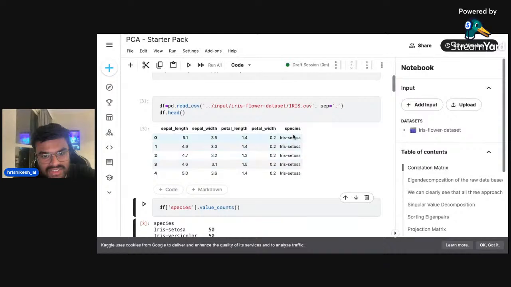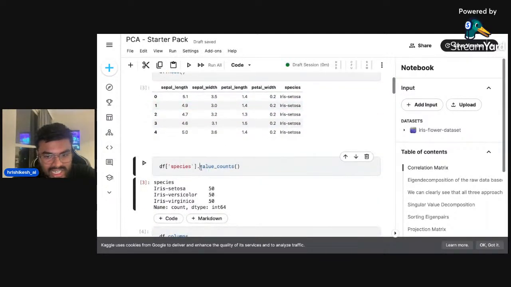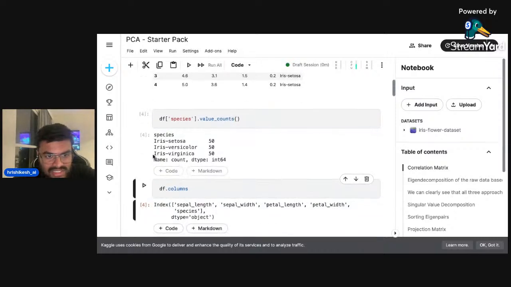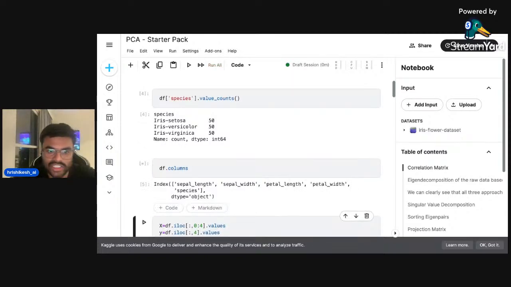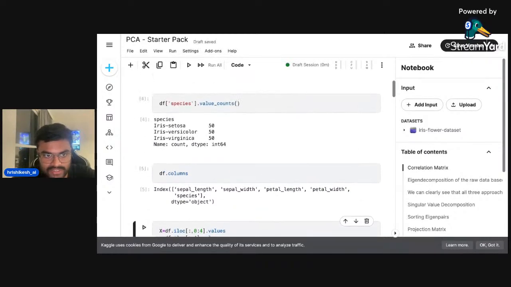And the species which you can see here is iris setosa. If we just do the value counts, we can see there are three species: setosa, versicolor, and virginica, and all three classes are distributed equally. If we look at the columns with just df.columns, we can see sepal length, sepal width, petal length, all that stuff that we have seen earlier.